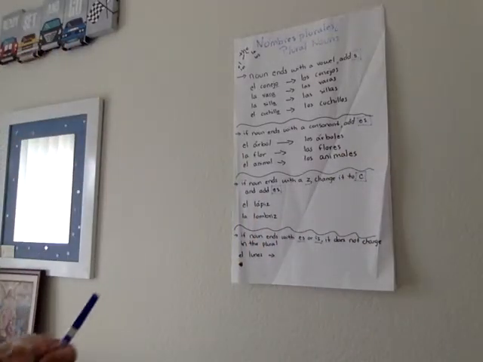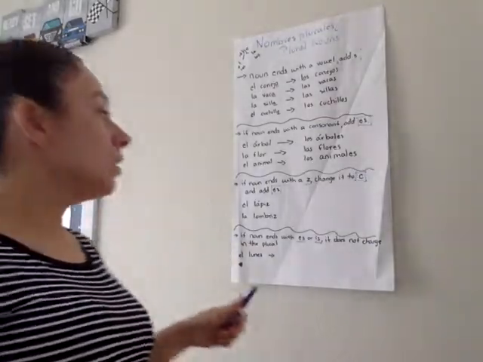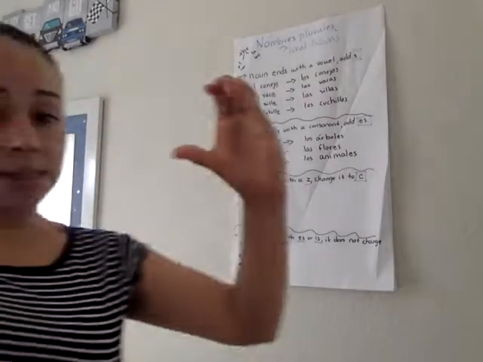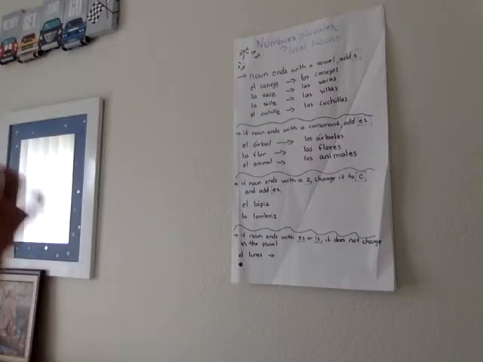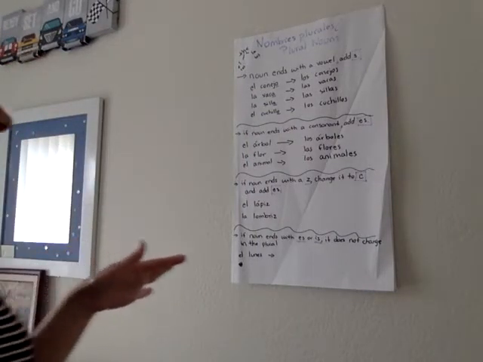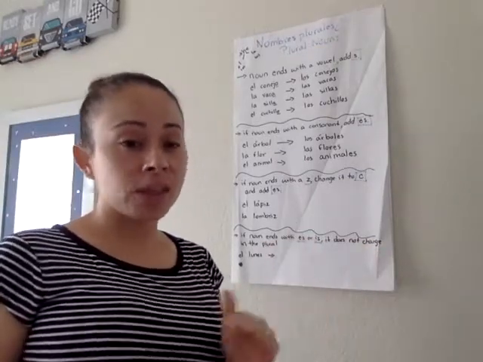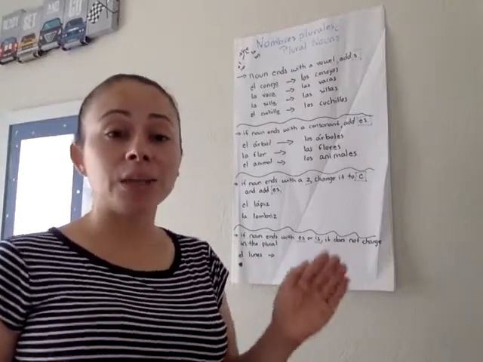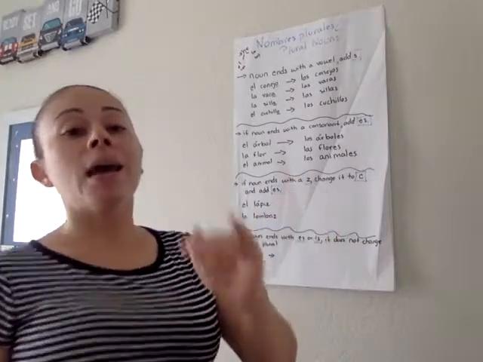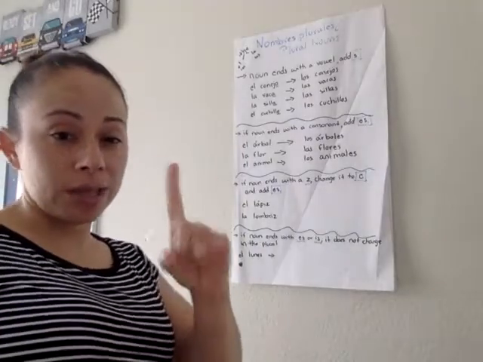Okay, third rule. If a noun ends with a Z, then you have to change it to a letter C, and then you have to add ES to it. So pretty much, if your noun ends with the letter Z, then just remember, take away the letter Z and replace it with CES. That way you avoid taking one extra step, and that way you're only taking one step.